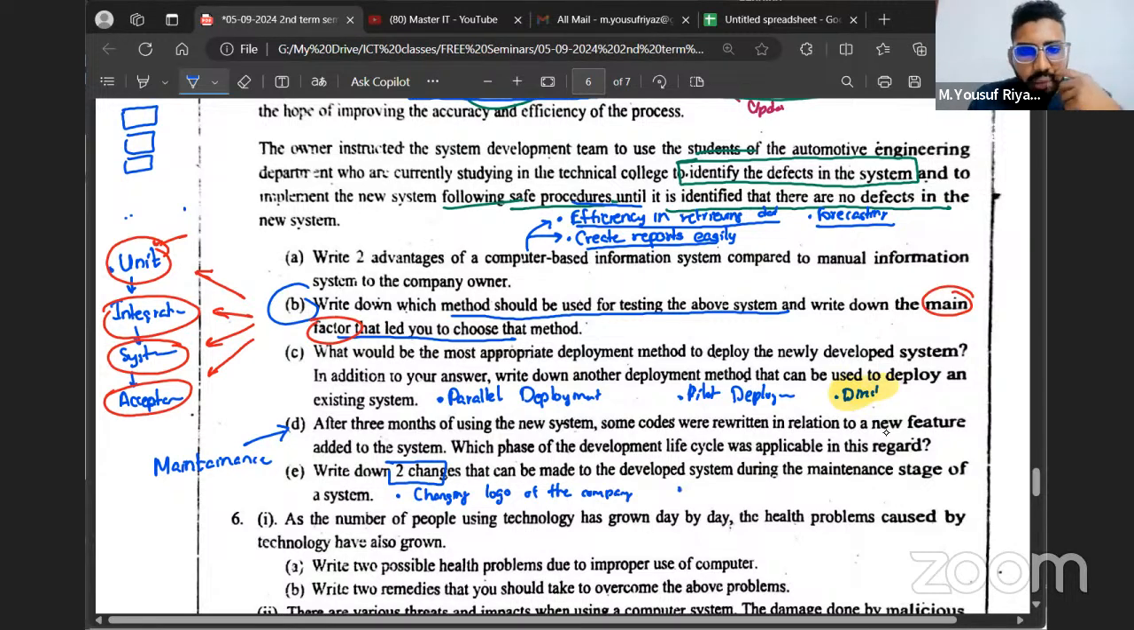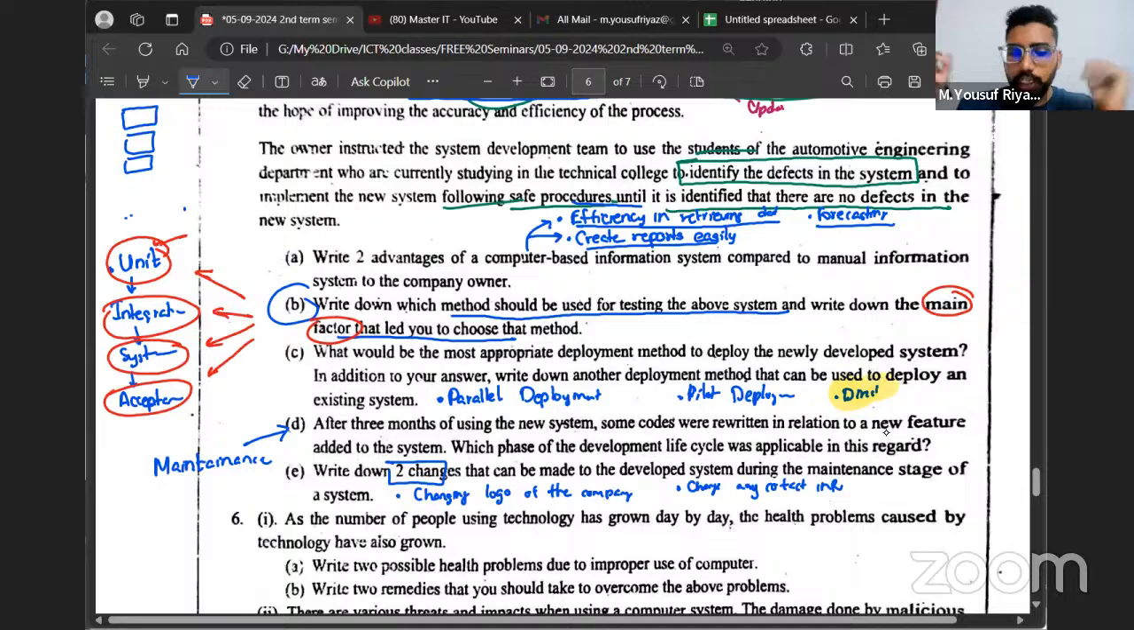Okay. Then they have mentioned here the owner is going to use it for students of the automotive engineering department who are currently studying technical engineering. You can mention they are going to, let's say, change any contact info. They have not given exactly the purpose of the system, but if they had mentioned the purpose, depending on the scenario, you could tell more. So I have given you two changes: changing the logo, changing the color themes, changing the text sizes, or the replacement of items. You can do anything else.